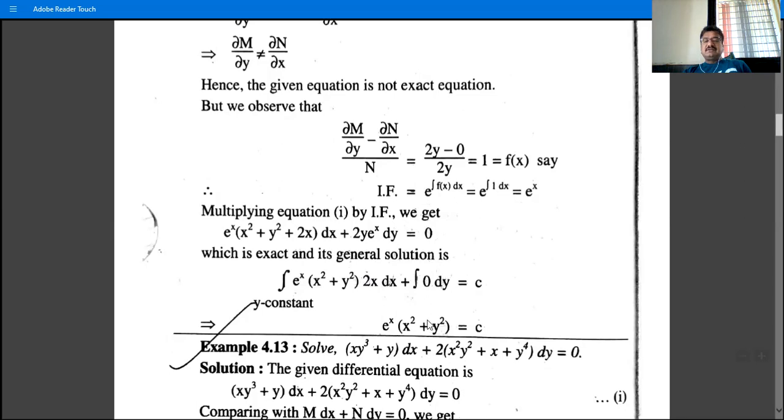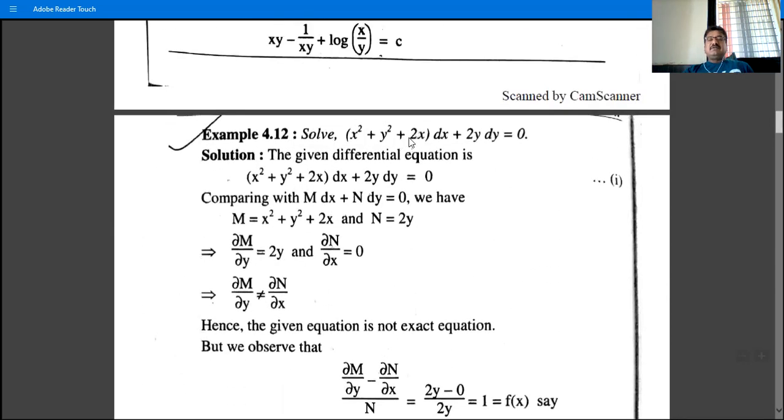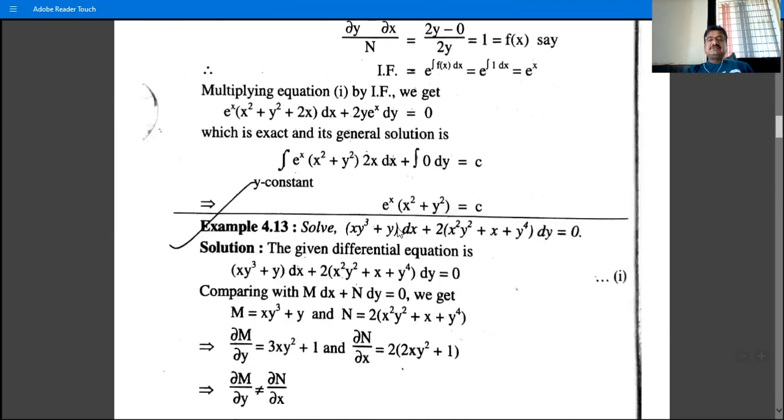We have this answer. I will share the simplification of the middle steps, from this step to this step, through your WhatsApp group. So we find its integration by using the part rule. Applying the part rule twice, we have this answer, and this is the general solution of this differential equation. So this is the example on the third rule.